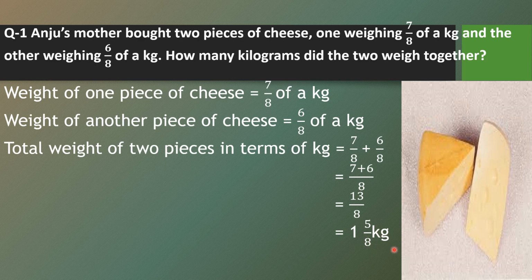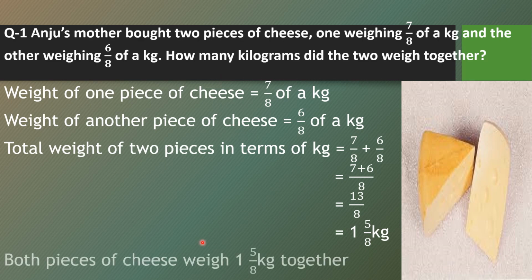So the unit is very important. Always put the unit whenever you are doing any kind of word problem, and write the answer also. The final answer is also very important. So the question is, how many kilograms did the two weigh together? So our answer will be: both pieces of cheese weigh 1 and 5 by 8 kilogram together.